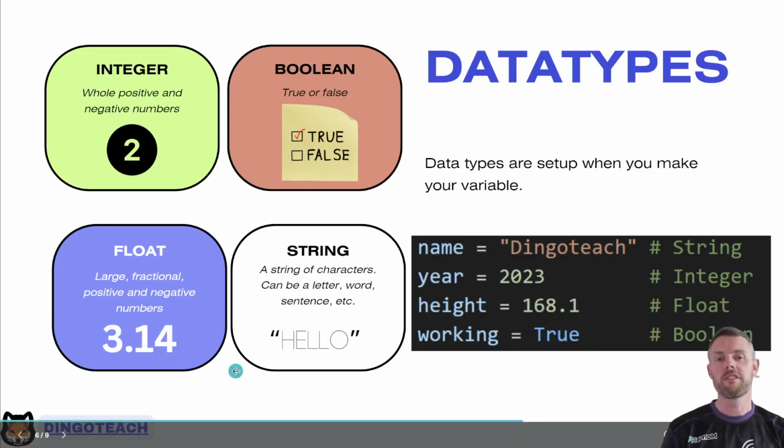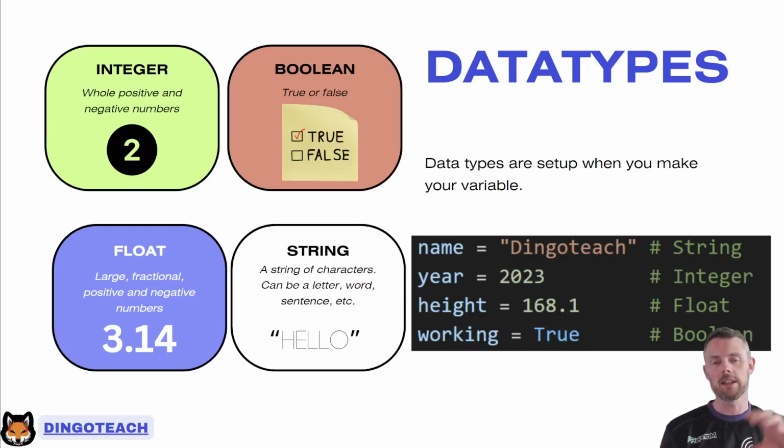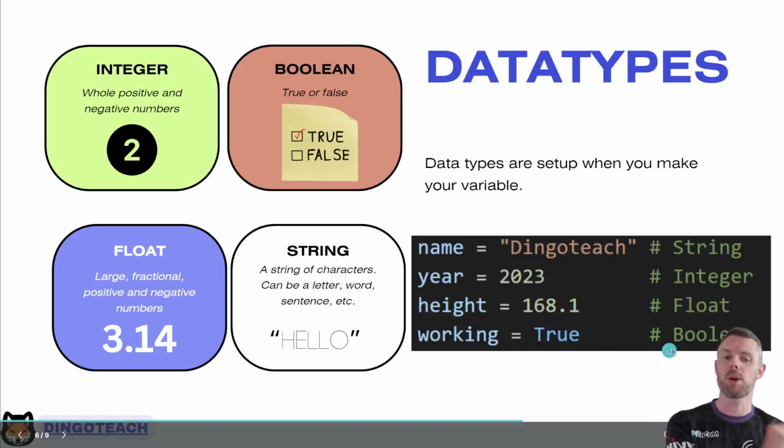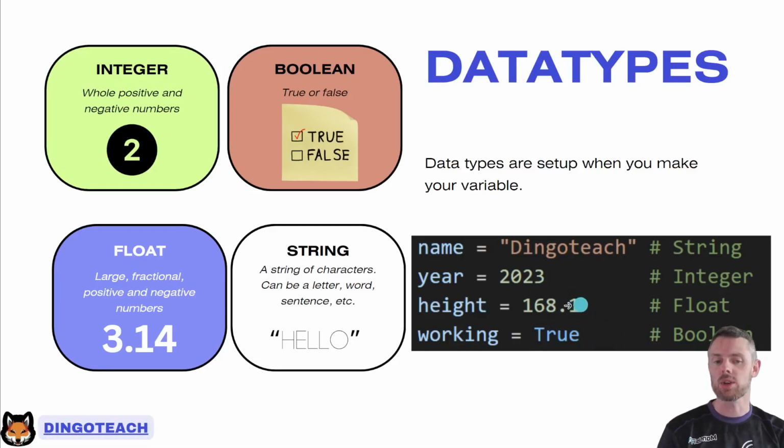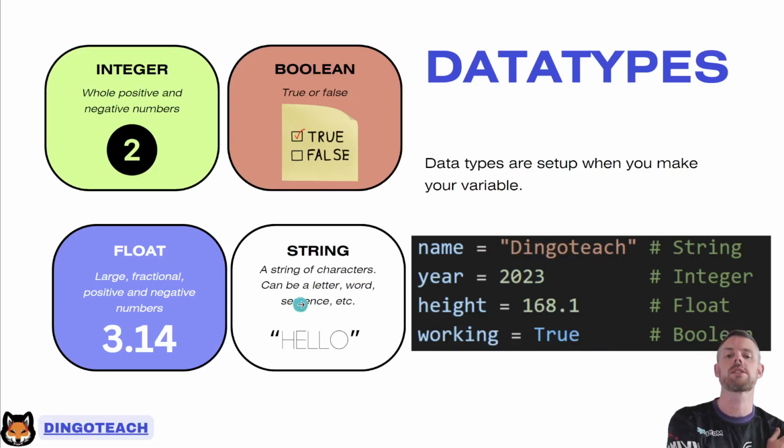Now, float is short for floating point number. They are large, they are fractional, and they are positive and negative numbers. So in this case, when I created height equals 1.68, because it had that fractional bit on it, it creates a float. And the last example is string.